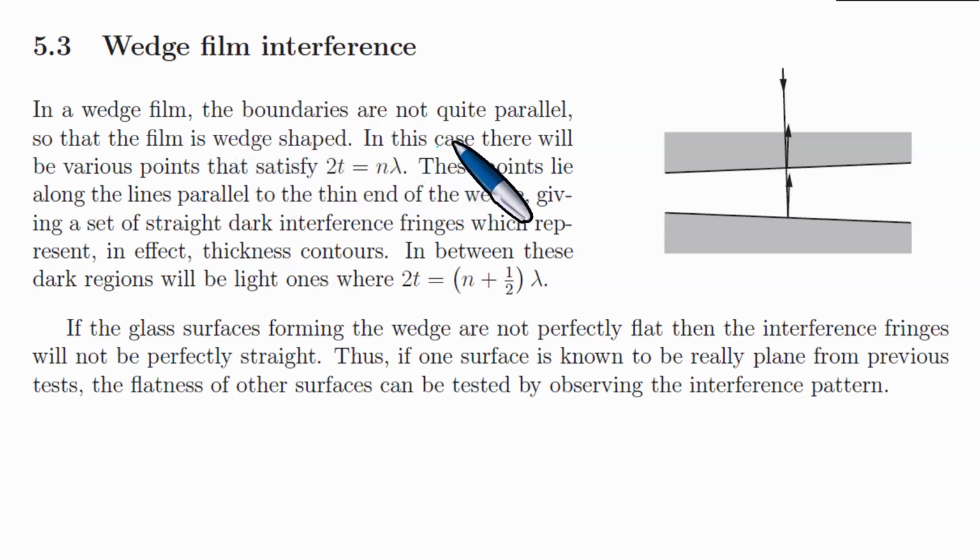In a wedge film, the boundaries are not quite parallel, so the film is wedge-shaped. In this case, there will be various points that satisfy 2t equals n lambda. These points lie along lines parallel to the thin end of the wedge, giving a set of straight dark interference fringes, which represent thickness contours. In between these dark regions will be bright ones, where 2t equals n plus half lambda. If the glass surfaces forming the wedge are not perfectly flat, then the interference fringes will not be perfectly straight. Thus, if one surface is known to be really plain from previous tests, the flatness of the other surface can be tested by observing the interference pattern.